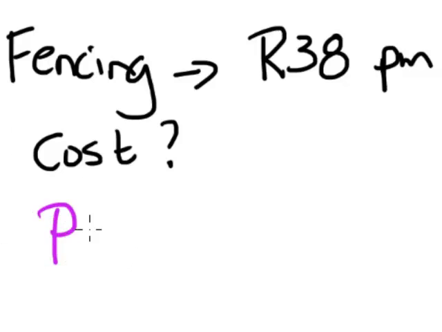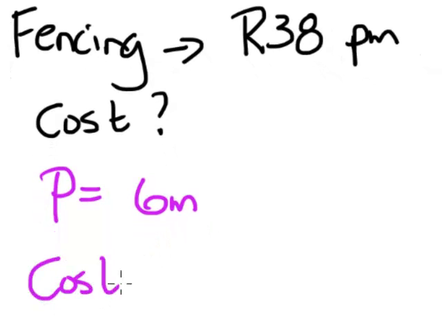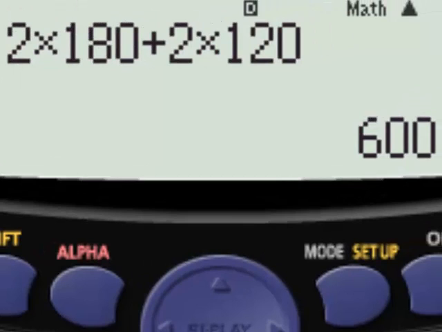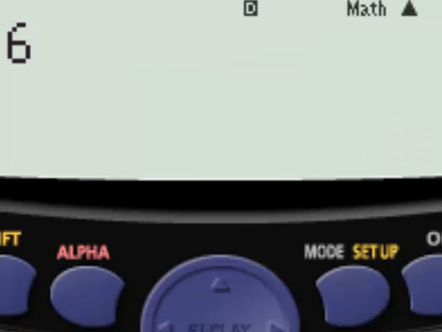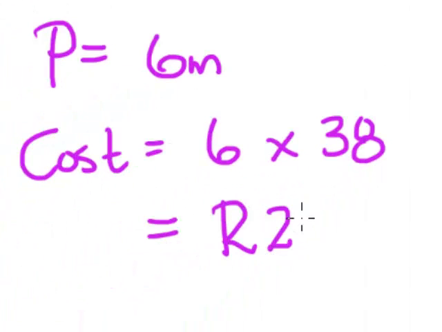So the perimeter we said was 6 meters. So what do we do to find our cost? We're going to take our number of meters and multiply it by the cost per meter, which is 38. So it's going to be 6 times 38. That gives us 228. Don't forget, this is money, so it has to be rands. You don't have to put down the 2 decimal places here because this is a whole number of rands. But do remember to put your unit in.